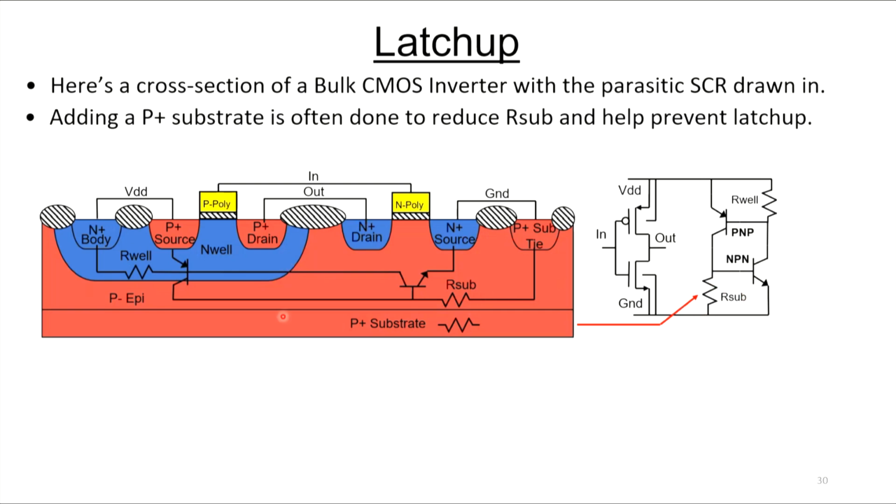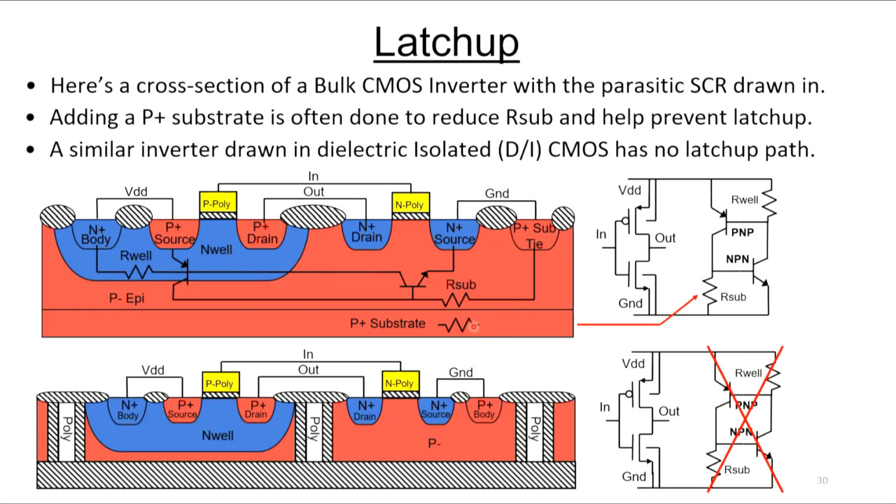I think the fab calls this epi wafers, where you have a high-doped bottom wafer or handle wafer with a thin epi on top of it, low-doped epi, where you make all your devices. But again, this is a technique that you can use to help prevent latchup, by using high-doped substrates.